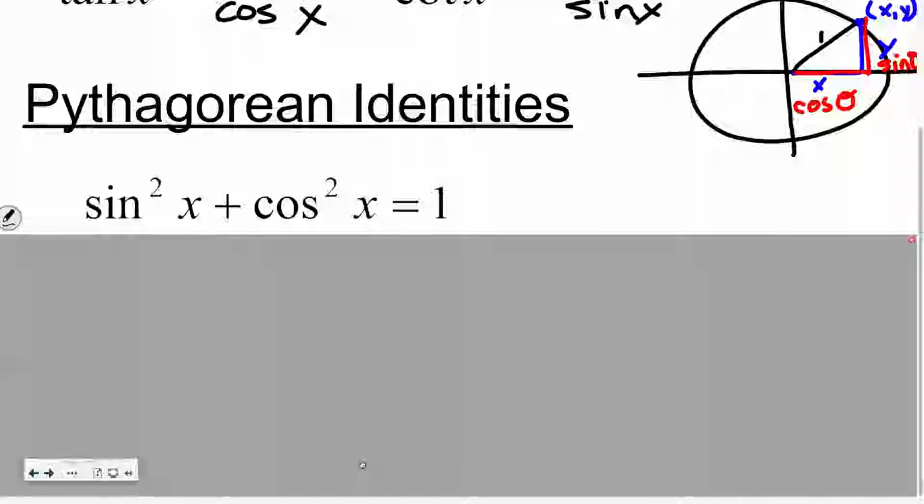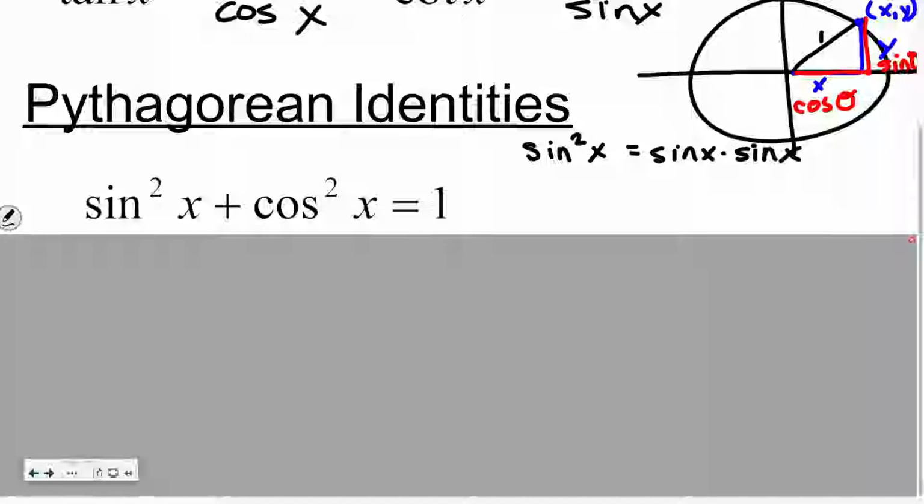Now, a couple of quick things about Pythagorean identities. Notice the way that we write sine squared, or any trig ratio squared. The square comes after the trig ratio: sine, cosine, tangent. And that means you're taking a sine x times a sine x, so you're multiplying the sine by itself.